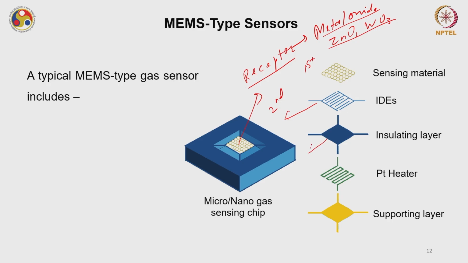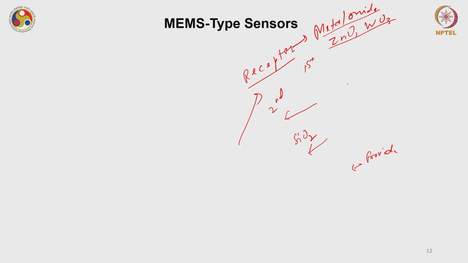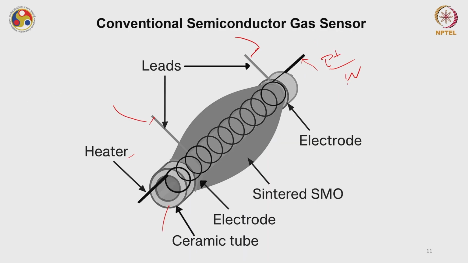So I have a SiO2 layer. Beneath it I have a platinum heater, which will provide the temperature at which optimal adsorption and desorption takes place at the sensing material. Usually this MEMS type of sensor works very similarly to the conventional semiconductor gas sensor.